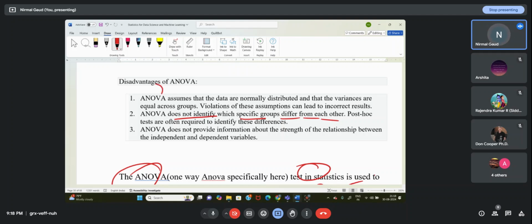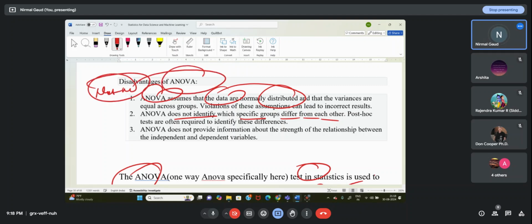Also, ANOVA assumes that data is normally distributed. If your data is not normally distributed and you are applying ANOVA, then you are doing absolutely wrong. Unless and until you don't follow the requirements of an algorithm, you will fail. It will do wrong things. So it assumes that data is normally distributed. So you have to first make the data normal, and then apply ANOVA.